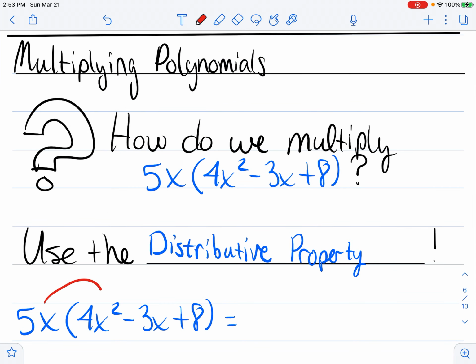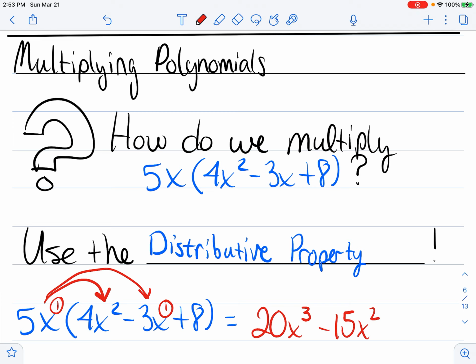So I'll do 5x times 4x squared, and that'll become 20x to the third power, because remember, there's a first power here, and when you multiply bases together, you add the exponents. Okay, next, I'll do the same thing here. I'll do 5x times negative 3x, I'll get negative 15x squared. And then finally, I'll do 5x times 8, and I'll get positive 40x. And there's my final answer.